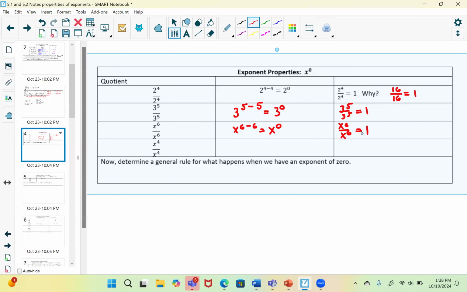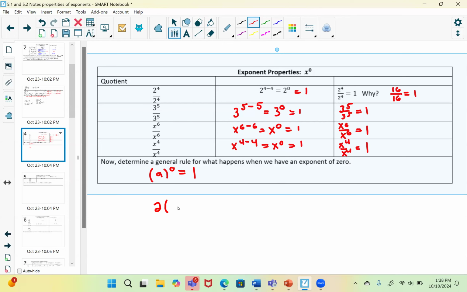Okay, and again, x to the 0 is 1. This is the same thing. X to the fourth divided by x to the fourth is x to the 4 minus 4, which is x to the 0. And again, x to the fourth over x to the fourth is going to equal 1 because I'm dividing by itself. So all of these, because these are the same thing, this is equal to that, is 1. So a general rule, what happens when we have an exponent of 0 is anything to the 0 power is 1.